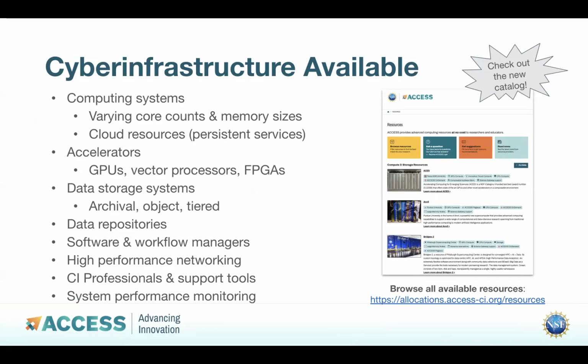Now, what's available in ACCESS ranges from different CPU architectures, various core counts, memory sizes, as well as NSF-funded cloud resources. So they actually have an on-prem cloud resource. This isn't AWS, Azure, or Google Cloud, although that is available through other NSF programs. Various types of accelerators are available, probably the most common being GPUs. So many different flavors of GPUs are available, but also some more novel architectures like vector processors or FPGAs.